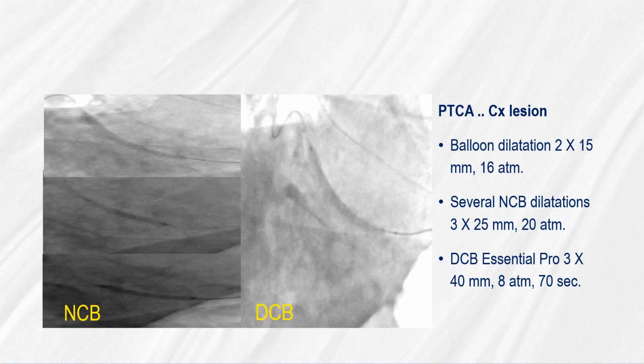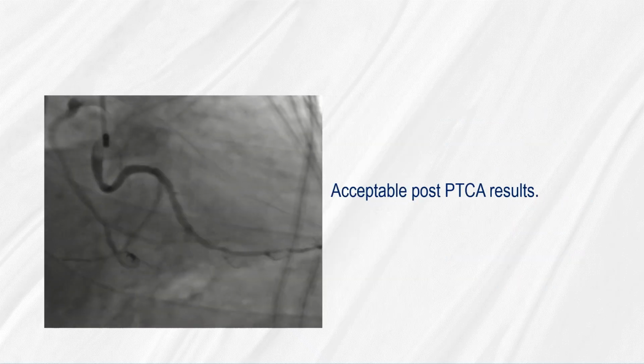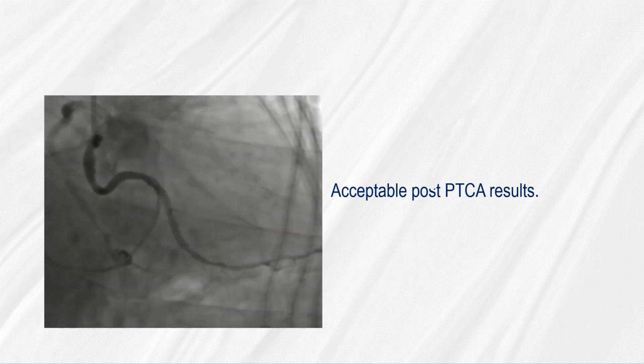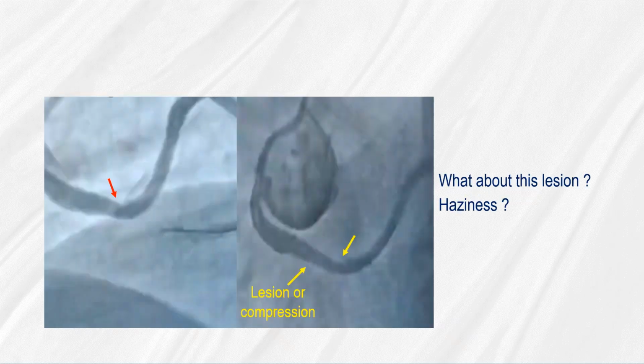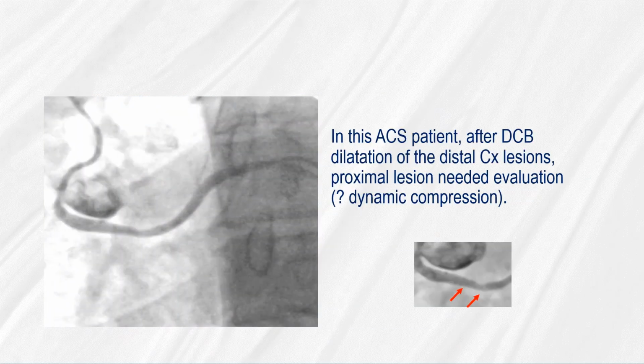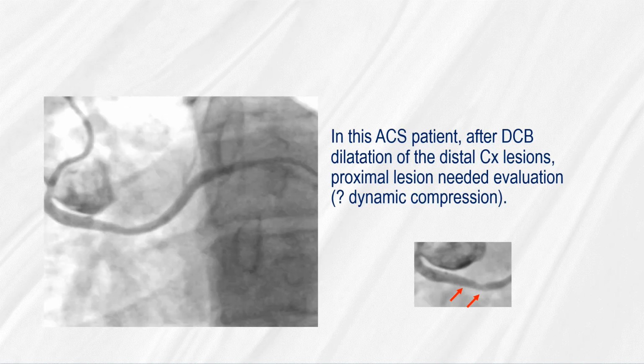PTCA was done to the CX lesions after semi-compliant and non-compliant balloon dilatations. A drug-coated balloon 40 millimeter length was dilated with acceptable post-PTCA results. What about this lesion and the haziness? This proximal lesion needed evaluation. Is there any dynamic compression?